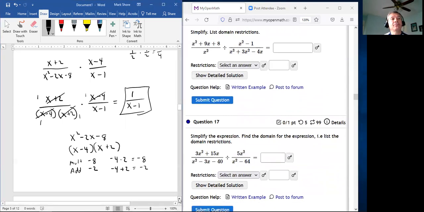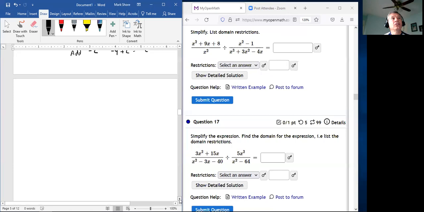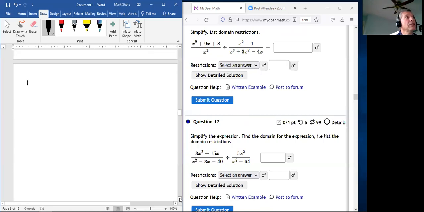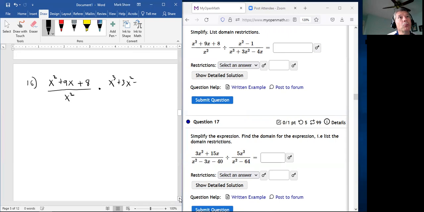So here we go with 16. And that looks like this. So I'll write down x squared plus 9x. Now, if I was doing this on the praxis test, I would not rewrite this problem exactly like it is, because the very first thing I see is that there's a division. So I'm going to say multiply, and I'm going to go ahead and flip it. X cubed plus 3x squared. I'm not going to waste time writing this problem down because I can see it right there. So I'll just take care of the first step, which is easy enough, flipping it.